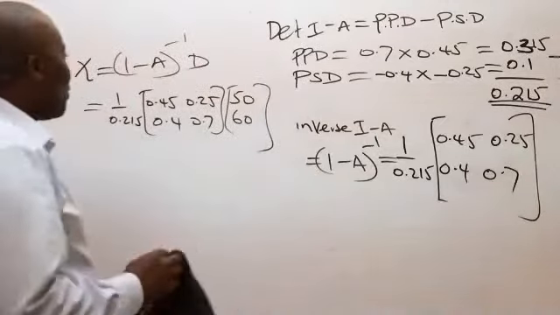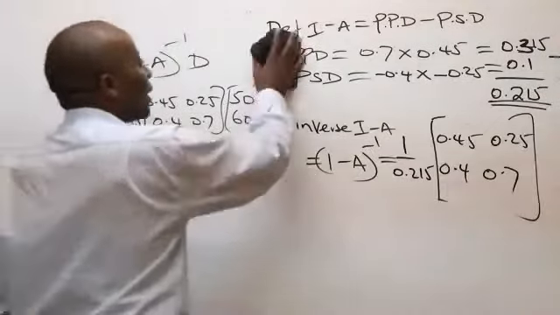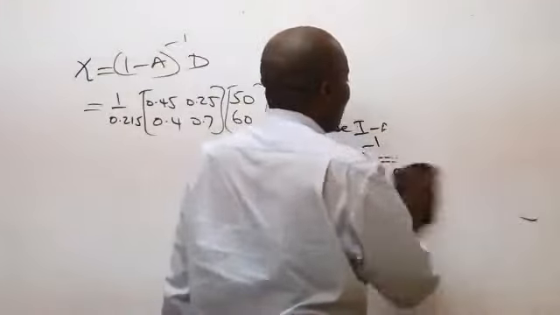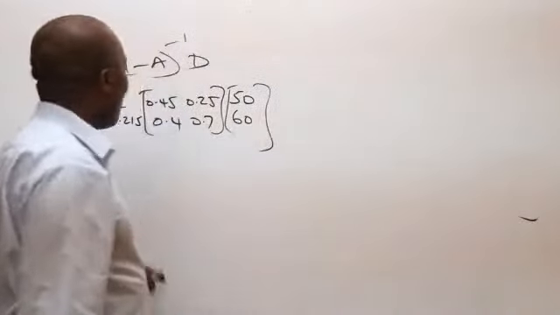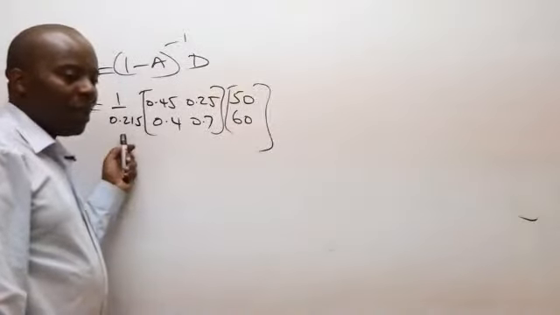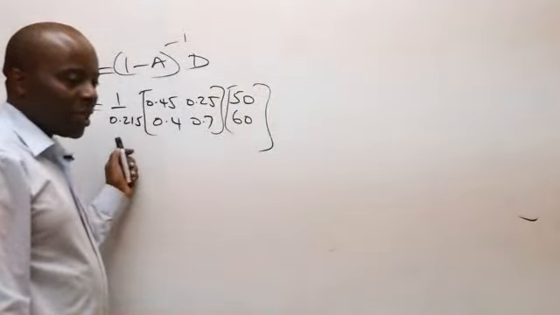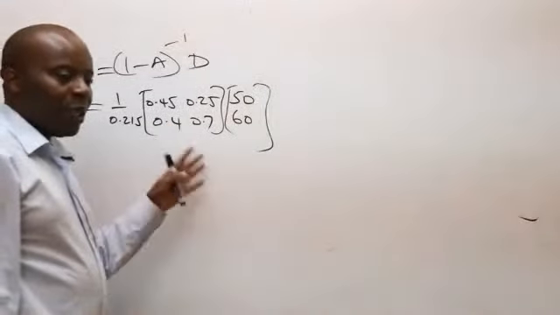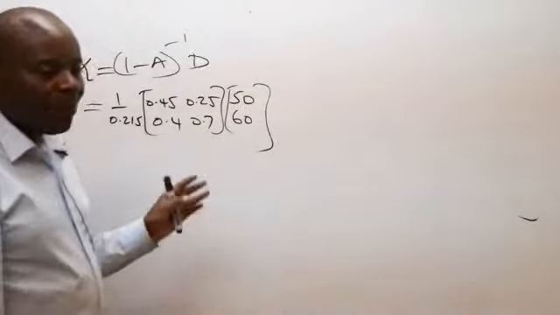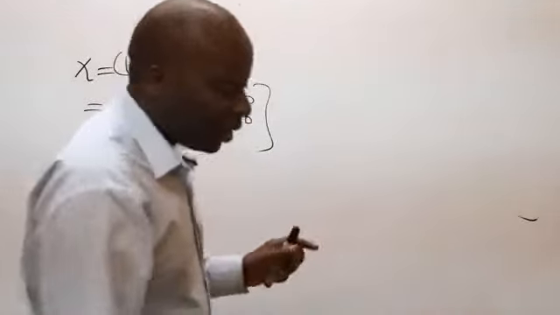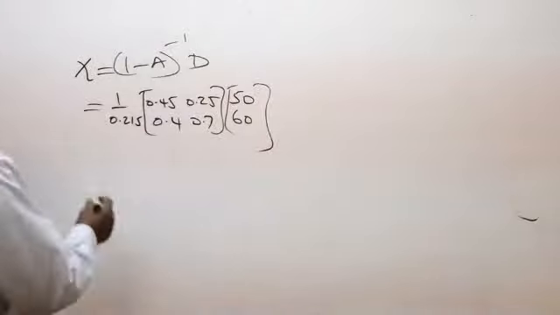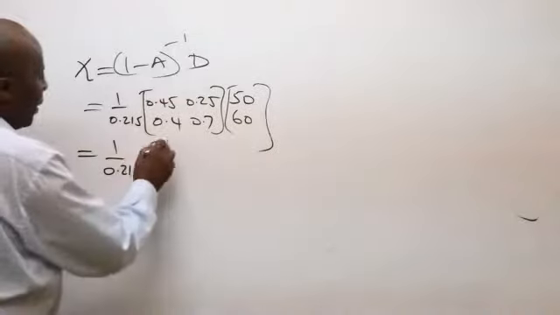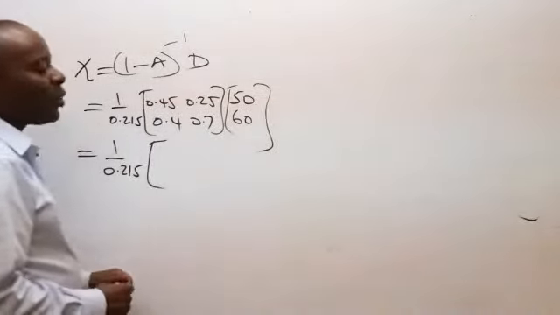Ladies and gentlemen, this that we have outside here will be called a scalar. So what you're supposed to do is multiply the matrices first. We give matrix multiplication priority. The scalar will be left outside. So we have here 1 over 0.215 into the multiplied matrices.